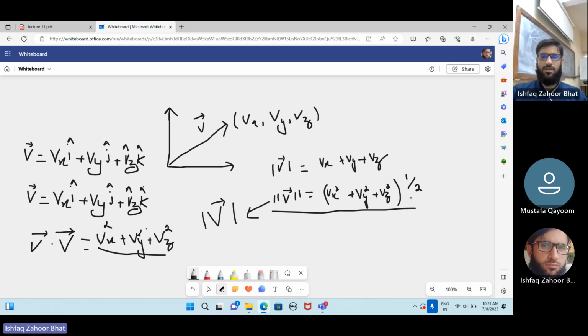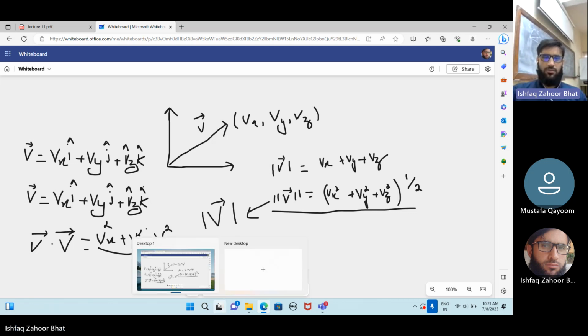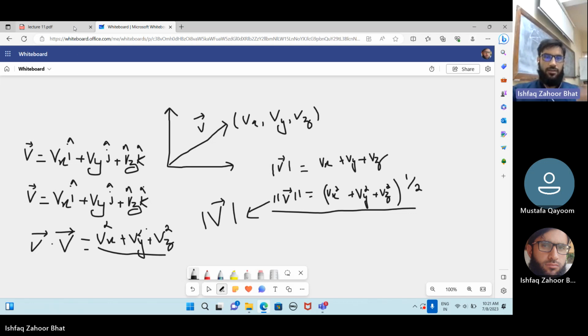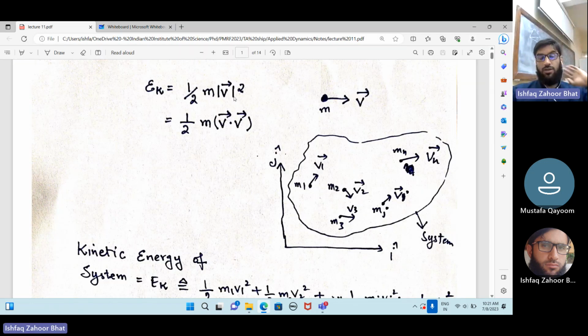Square this on both sides, and you get this. That is what I have written here. So basically Ek equals 1 by 2 m v square can be written as 1 by 2 m v dot v. So this is the kinetic energy associated with any point particle having mass m. If this is the mass m and it is moving with v, this is the kinetic energy associated. But here we are looking at the kinetic energy associated with a system of particles. Okay.